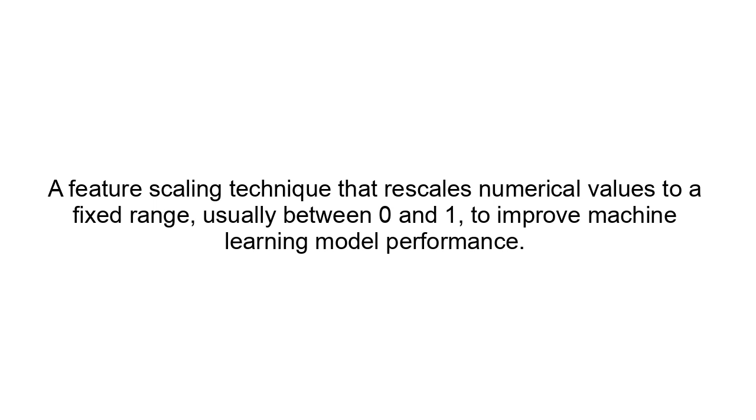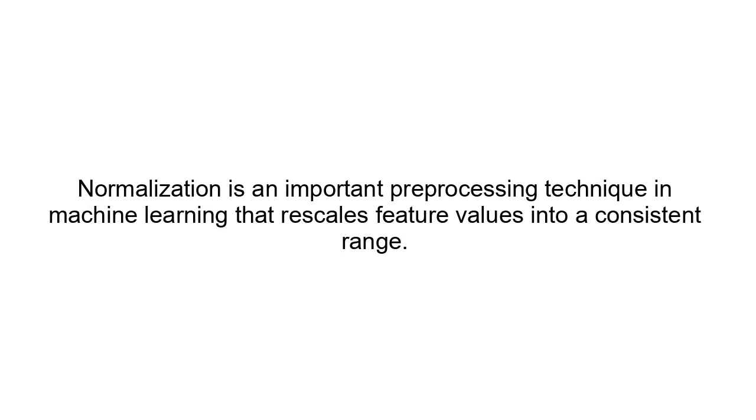Simple definition. Normalization: a feature scaling technique that rescales numerical values to a fixed range, usually between 0 and 1, to improve machine learning model performance.